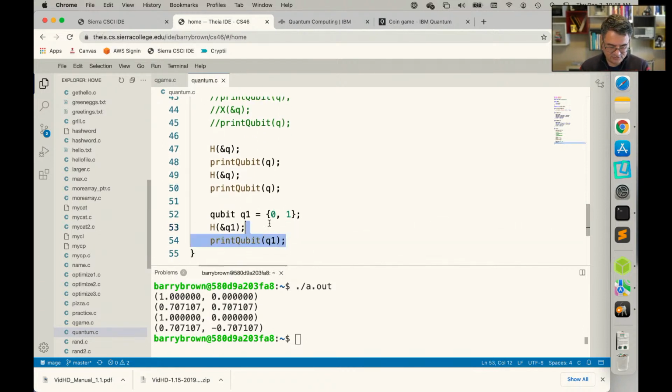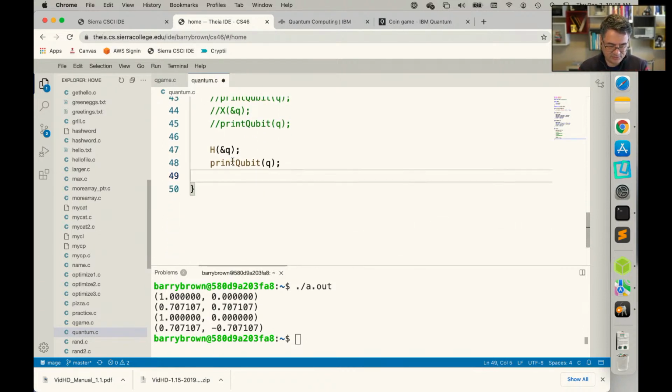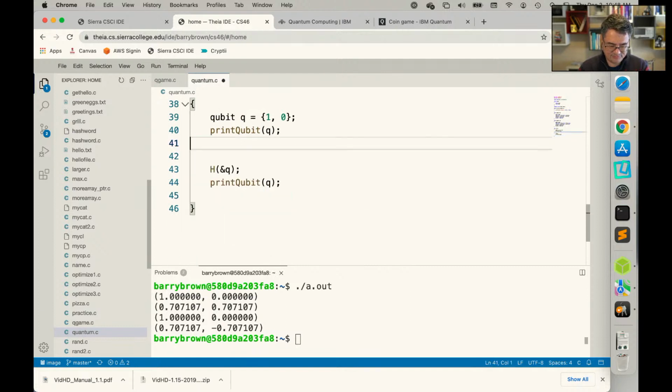Okay, so let me erase this stuff here. So I've got my qubit that starts out in the 0 position. Let's call this Q0. Let's just call it Q. I'm going to apply the Hadamard, and then I'm going to apply the X to it. It doesn't move.